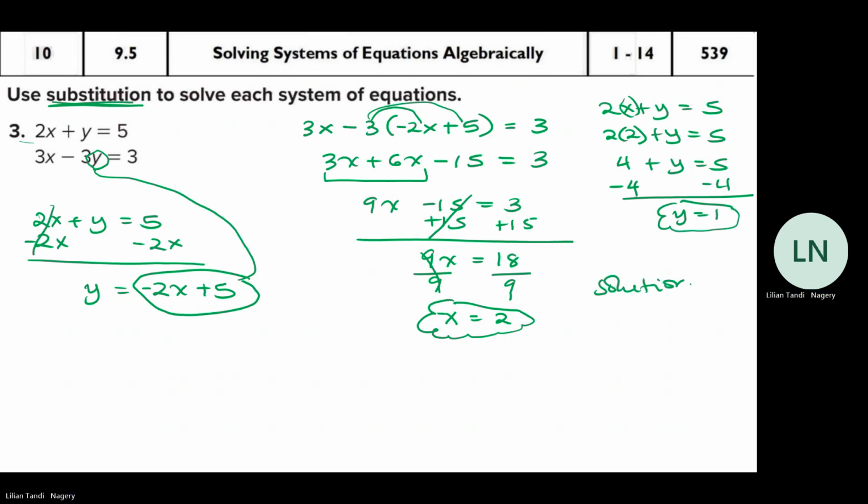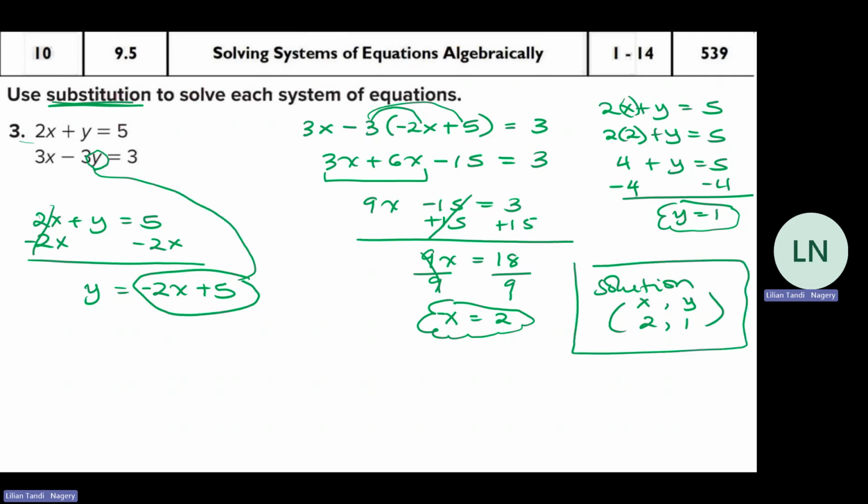Okay. Solution (x, y) equals (2, 1). And you box your answer.